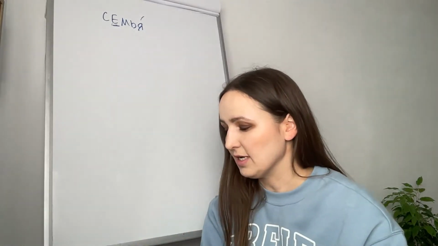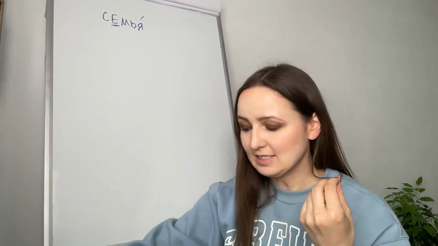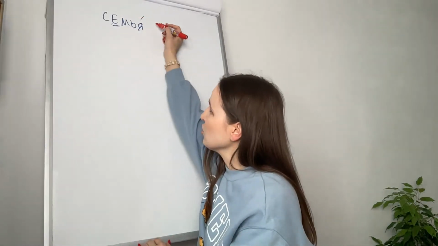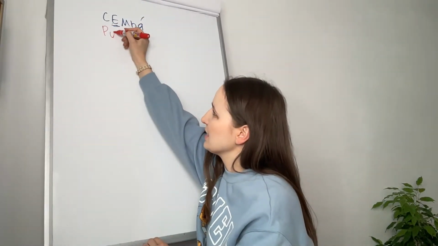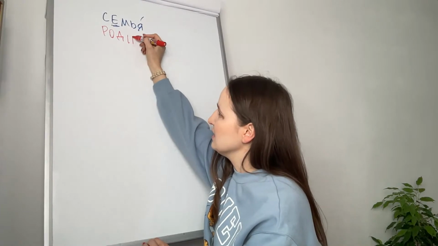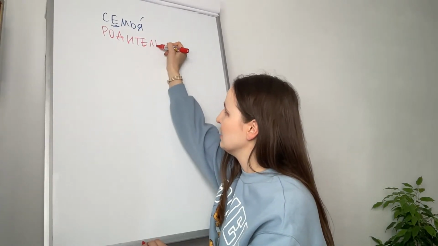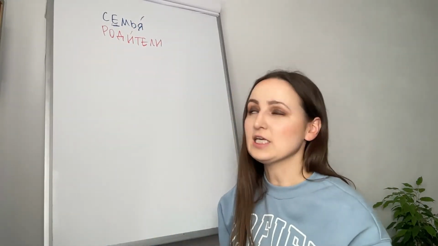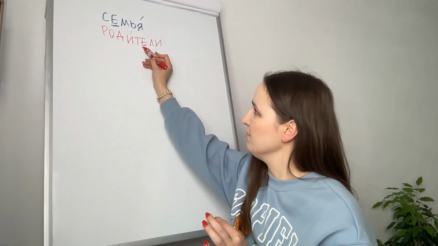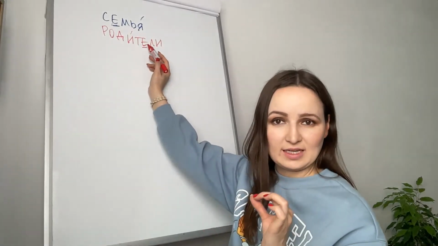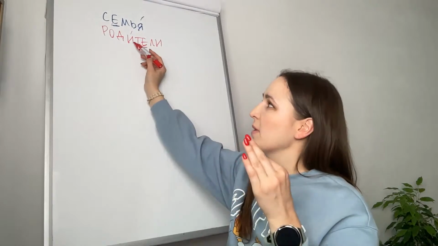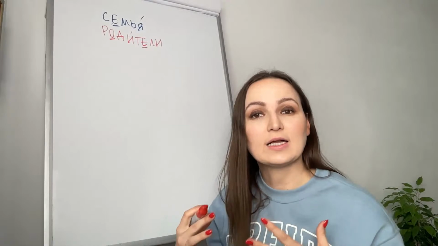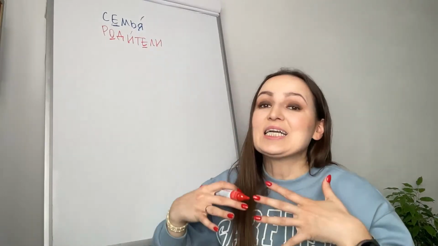Окей. Дальше. Следующее слово. Родители. Давайте напишем. So, семья is family, right? Родители. Here we have the same situation with ye as here. I pronounce it as e because it's not stressed, but as well we have the same situation with o. When o is not stressed, pronounce it as a.